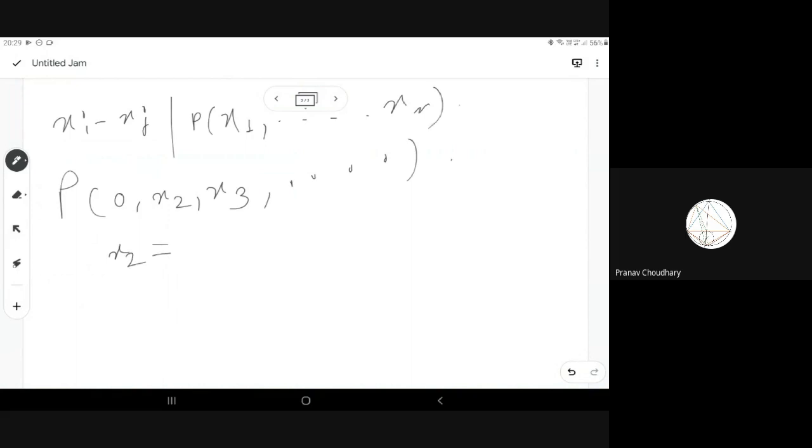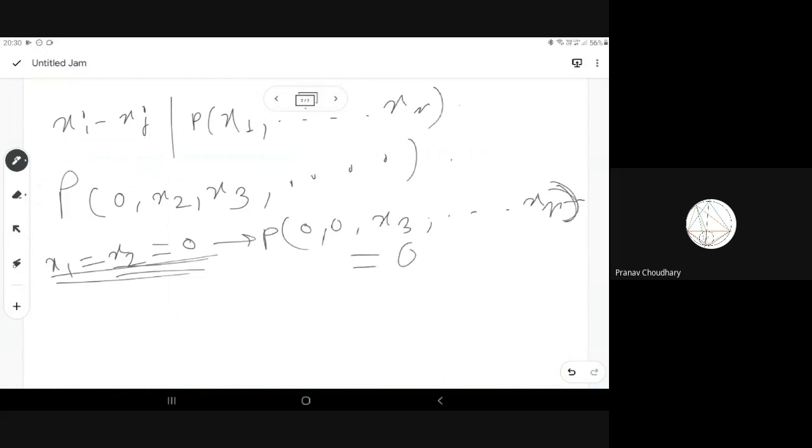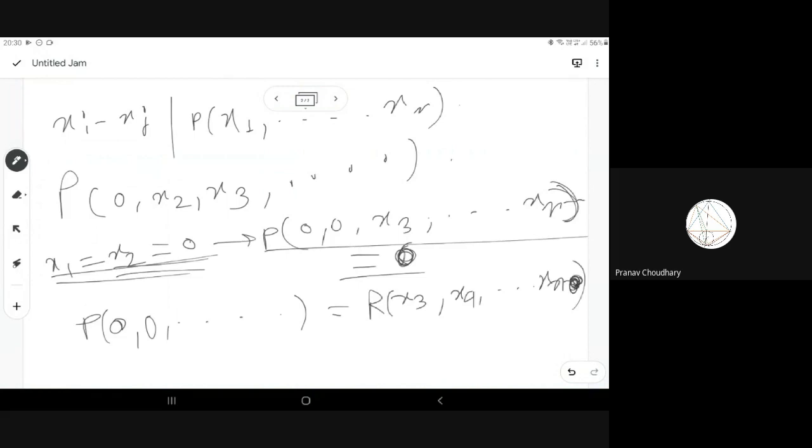set x2 equal to 0 as well. So basically set x1 equals x2 equals 0. So now the polynomial is p(0, 0, ...) with n minus 2 other arguments, right? By the statement of the problem, this is always 0. So you can think of it in terms of an n minus 2 variable polynomial, say r of x3, x4, up till xn, which is 0 for infinitely many values of the n minus 2 tuple, so this is always 0, right?